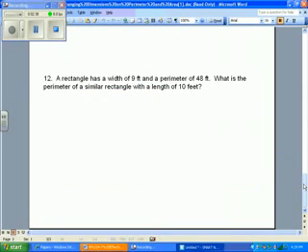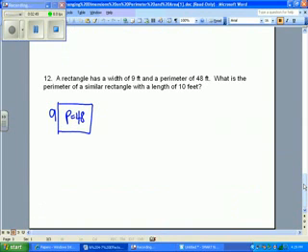Okay, and then our number 12. Our rectangle has a width of 9 and a perimeter of 48. So that's interesting. We know that the width is 9 and we know that its perimeter is 48. But when it talks about the second shape, it talks about a length of 10. So I need to know what this length is. I know its width is 9. So I'm going to figure out that this is 9 over here. That makes 18. 48 minus 18 is 30. So each one of these lengths has got to be 15.